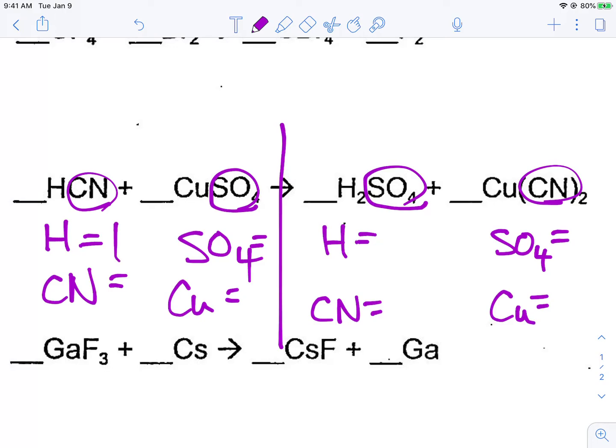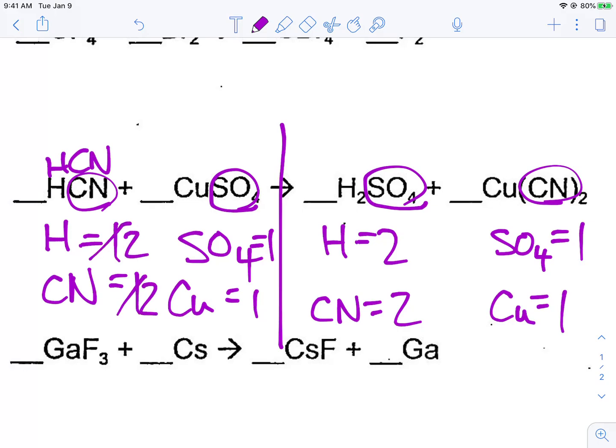All right, I got one hydrogen, one CN, one SO4, and one copper. Two hydrogen, one SO4, and then I got one copper and then two CNs. So I need two CNs, so I add HCN over here. Boom. Now I got two, and I got two. So those two look good. And then SO4 is good, and so is Cu. So it looks like I am balanced. So there we go.